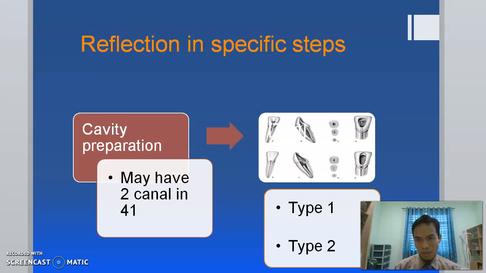So during the cavity preparation, we outline the cavity as an inverted triangle. We also need to prepare the cavity by following the long axis of the tooth so that we do not cause perforation of the tooth. And also, we must remove the unsupported enamel so that we can have straight line access for the tooth.